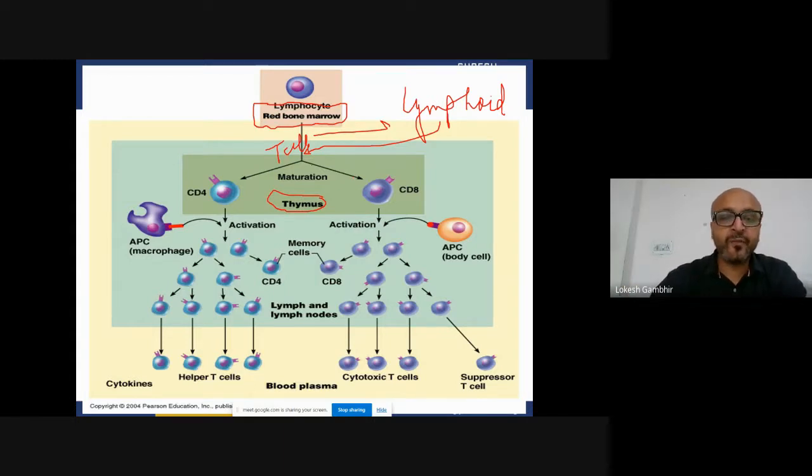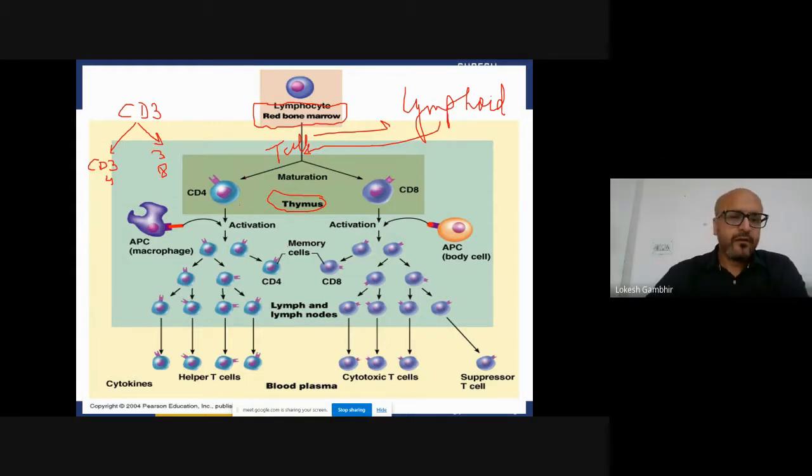Then in terms of maturation, what do we understand? Initially, all the T lymphocytes are CD3. After being matured, they convert themselves into CD3 and CD4, or CD3 and CD8. So this separation into two subtypes happens inside the thymus at the stage of maturation.